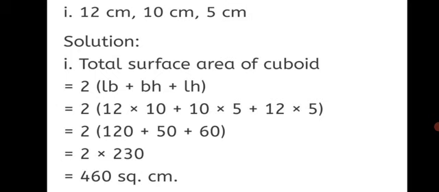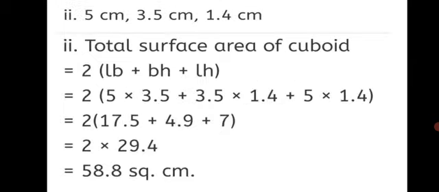Okay, remember this, even for cube or whether it's cuboid, the answer will always be in the units in which the question is given, square meter or square centimeter. Let's move on to question 2.